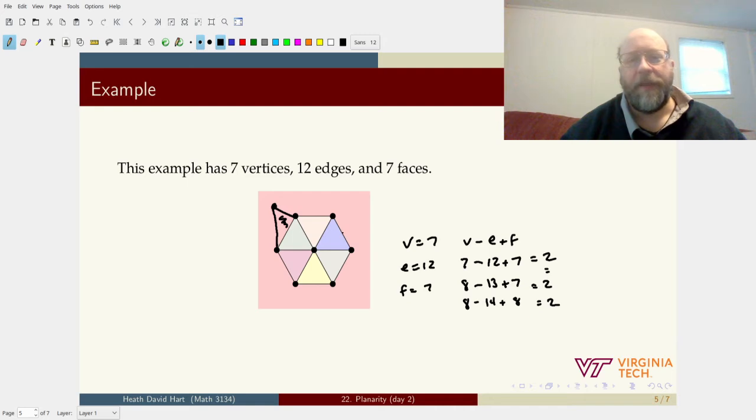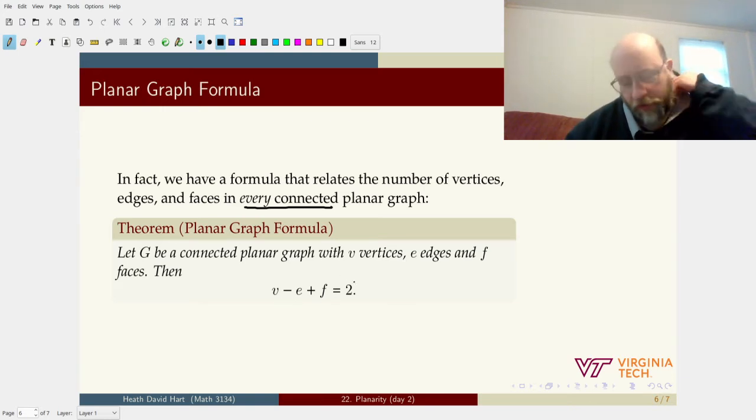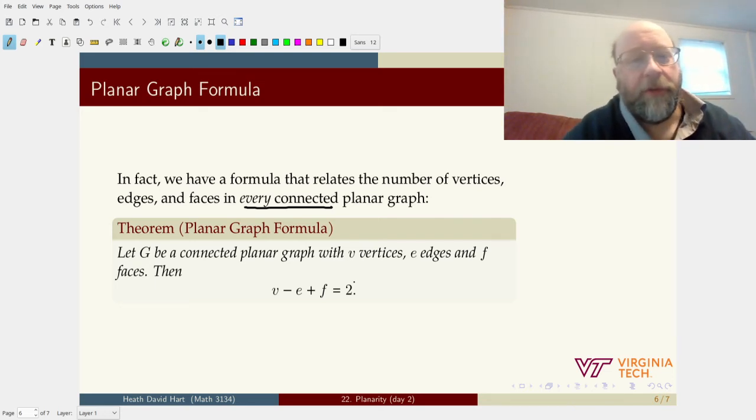If I were to take this vertex here and split it, would that change the total? Well, I'd gain a vertex, but then this used to be one edge and now it's 2 edges, so I also gain an edge. And so I still get 2. In fact, this is true for every connected planar graph, that the vertices minus the edges plus the faces always equals 2. And this is a constant that we can apply to any planar graph.